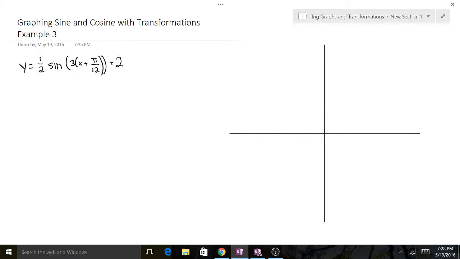Hey guys, so today we're doing our third example of graphing sine and cosine with transformations. In this one I really threw everything at you. Everything that could be changed is changed. So this one's a real challenge. If you can graph this one, you're set for your test.